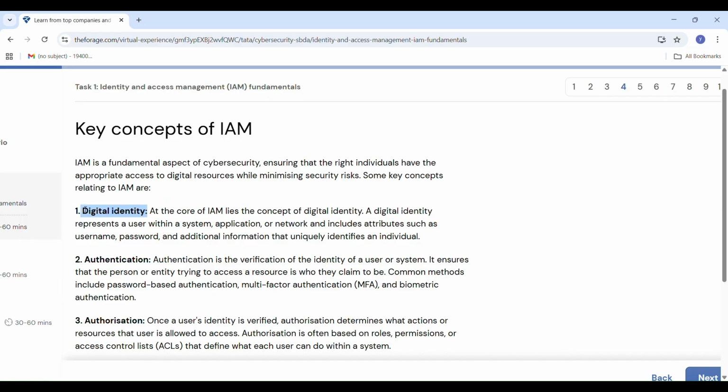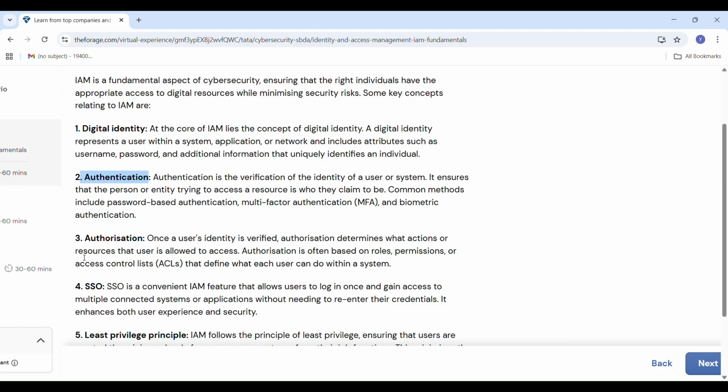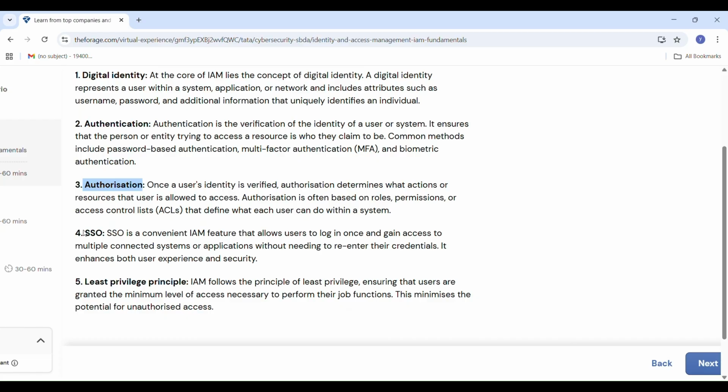This is called authentication. And third is authorization. After a user is verified, authorization decides what they can access. This depends completely on roles and permissions. It decides whether you can access data or not, completely based on authorization. Next is SSO, which means single sign on. With SSO, a user logs in once and can access many apps without logging in again.